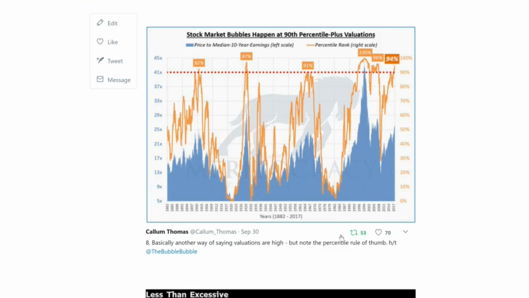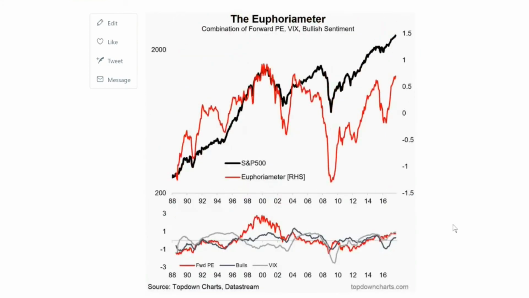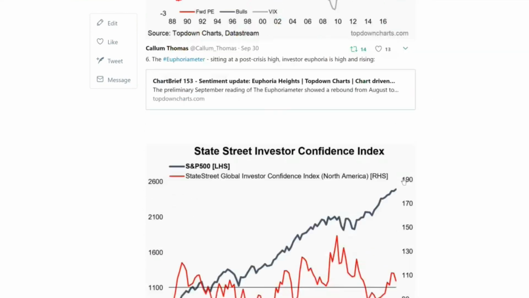And I remarked in a comment there that valuations obviously pretty objectively look high, but I don't know, it just doesn't quite feel like a bubble. But then I suppose you go back to this one and you look at where the euphoria meter is, and well, maybe it is a bubble.